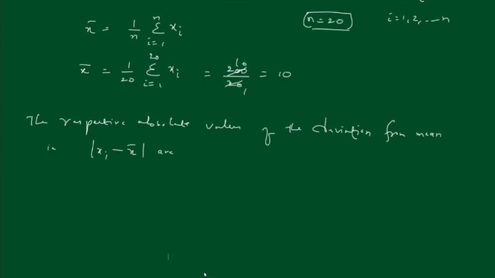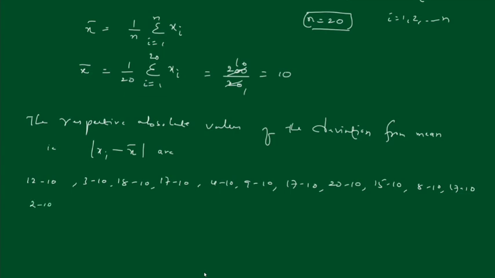Xi minus x bar. The xi value is 12 minus 10, that is 2. 12 minus 10, 3 minus 10, 18 minus 10, 17 minus 10, 4 minus 10, 9 minus 10, 17 minus 10, 20 minus 10, 15 minus 10, 8 minus 10, 17 minus 10, 2 minus 10, 3 minus 10, 16 minus 10, 11 minus 10, 3 minus 10, 1 minus 10, 0 minus 10, 5 minus 10. These are the values of what?